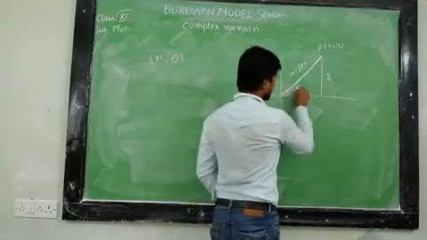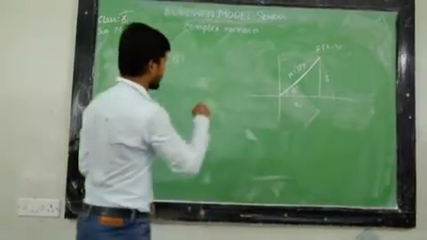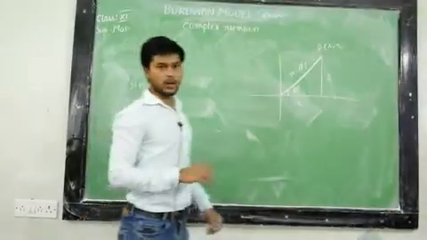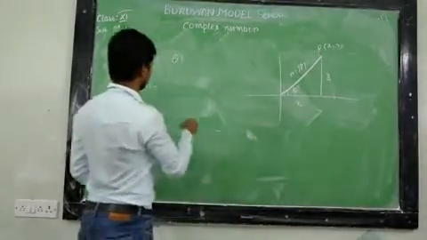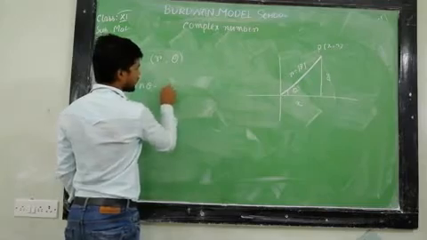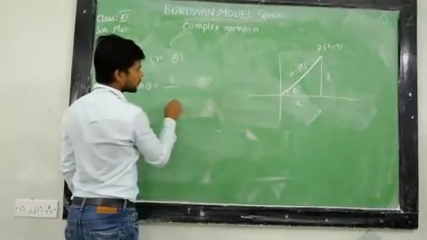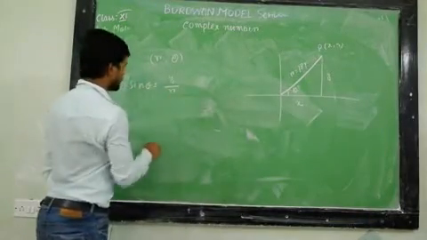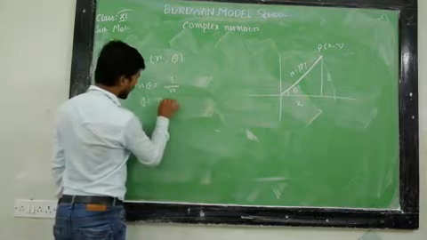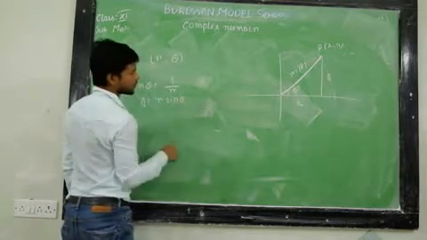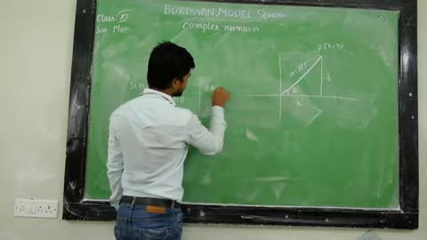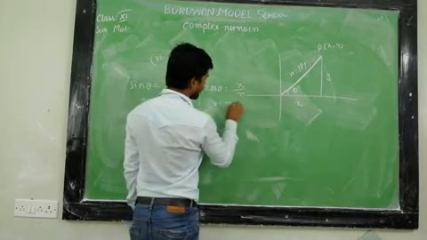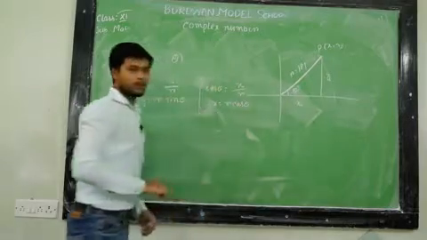If this angle is theta, then we have sin theta equal to, we know sin theta is perpendicular by hypotenuse. Perpendicular means y, hypotenuse means r. That means y is equal to r sin theta. If we calculate cos theta, we know it is base by hypotenuse. So x is equal to r cos theta.